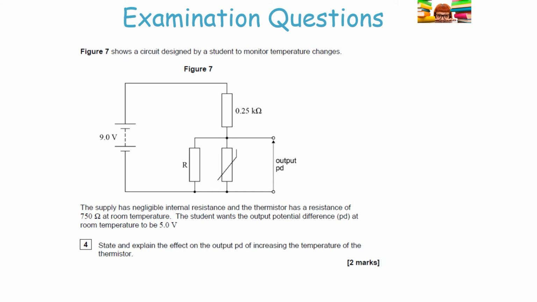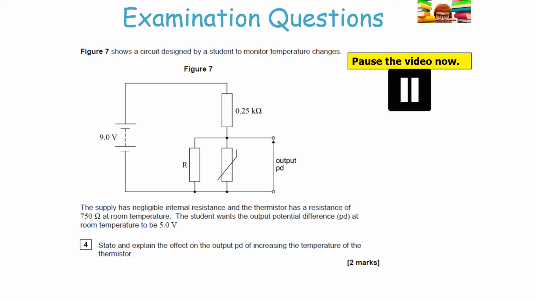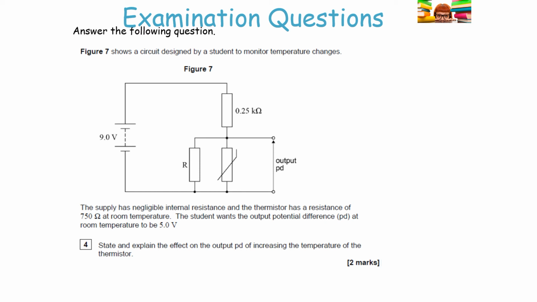Next question. State and explain the effect on the output PD of increasing the temperature of the thermistor. So pause the video now, then unpause the video when you want to go through the answer. Right, so in this one, there's a few things you've got to unpack here. Firstly, the thermistor is in a parallel circuit.